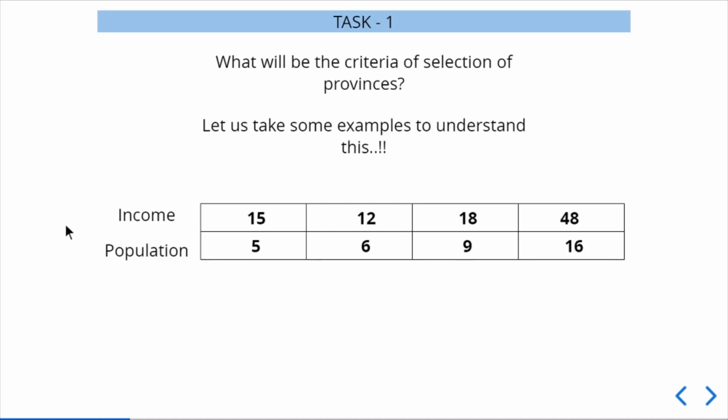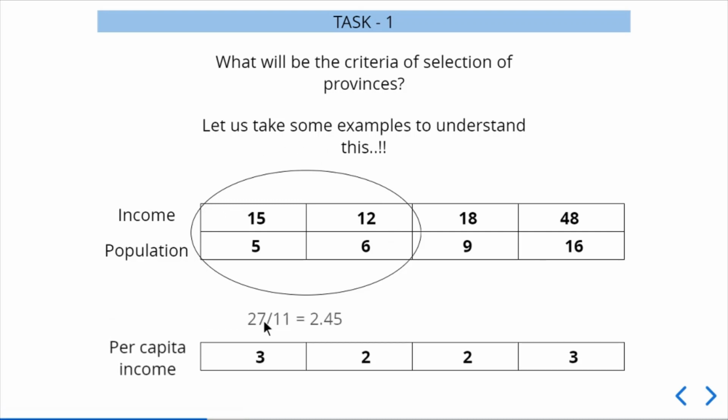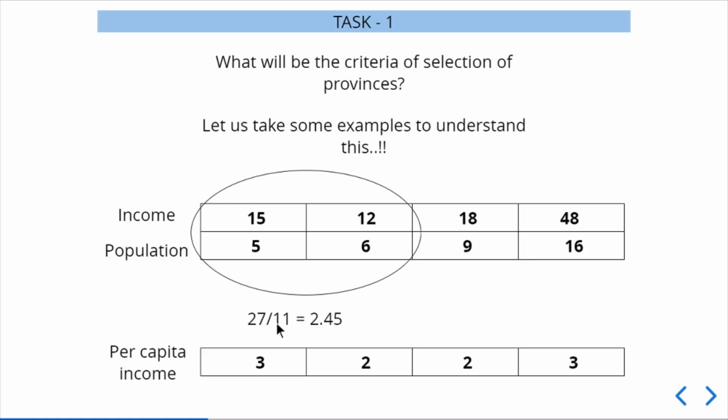Let us see the per capita income of all these provinces. If we divide income by population, the per capita incomes in this example are 3, 2, 2 and 3. Now chef wants to have different provinces, so let us see how we can get them. If we select these two particular provinces, the per capita income for chef is 27 by 11: we add the incomes and divide by the sum of the populations, which equals 2.45.